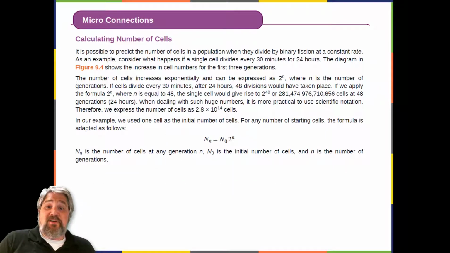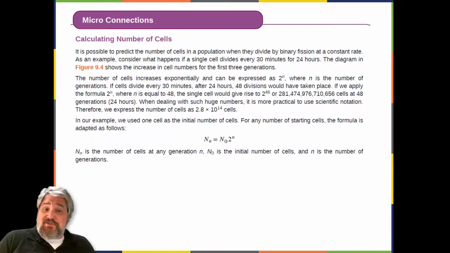The number of cells increases exponentially and can be expressed as 2 to the n, where n is the number of generations. If cells divide every 30 minutes, after 24 hours, 48 divisions would have taken place. If we apply the formula 2 to the n, where n equals 48, the single cell would give rise to 2 to the 48th, or 281,474,976,710,656 cells at 48 generations in 24 hours.